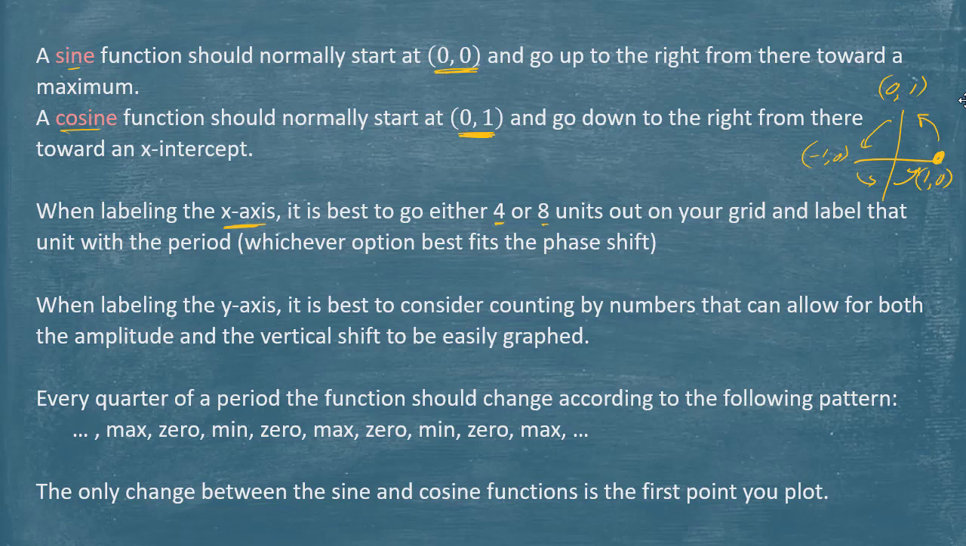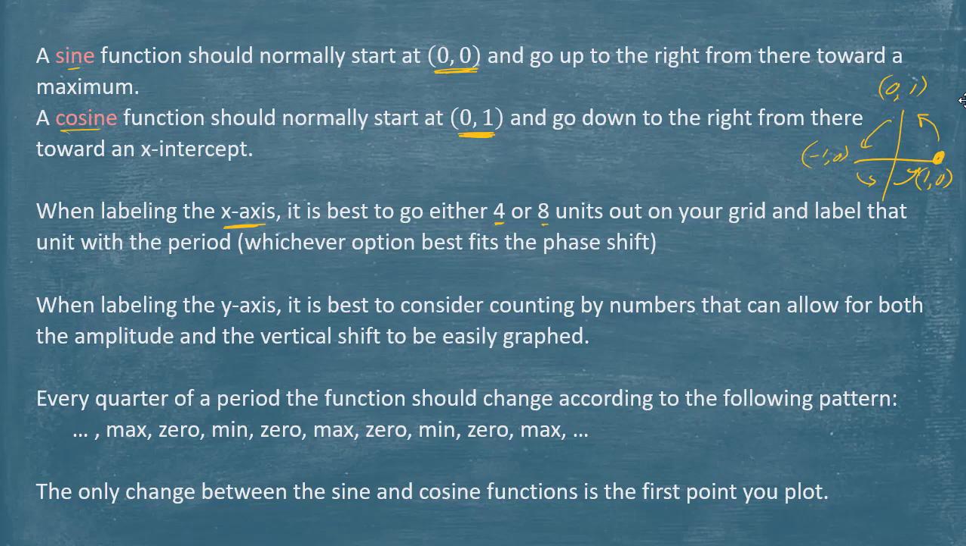The y-axis, generally speaking, is usually easier to label. It's just going to be what is my amplitude and what maybe is my vertical shift, and I make sure that I count by numbers that help me easily identify each of those. So if I had a vertical shift of 2 and an amplitude of 3, I'd probably just want to count by 1s on my grid. That way I can account for both of those values. Counting by 2s would make the amplitude of 3 a little bit tougher, but let's say my amplitude was 20 and I had a vertical shift of 5, it might make more sense to count by 5s instead. That way I can still account for both numbers relatively easily.